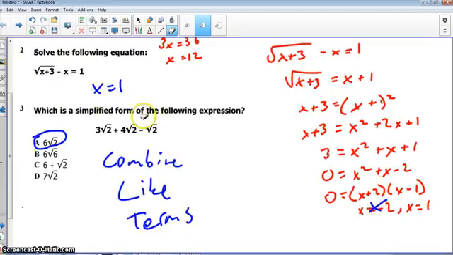Number 3, a simplified form of the following expression. This is 3 square roots of 2 plus 4 square roots of 2. That's 7 square roots of 2. Minus the square root of 2 takes you back to 6 square roots of 2. It's just combining like terms. Of course, you could also put it in the calculator and see which answer choice it matched up to.